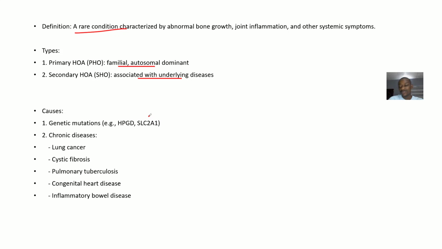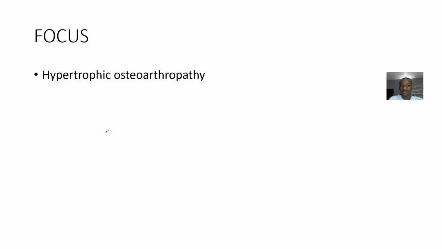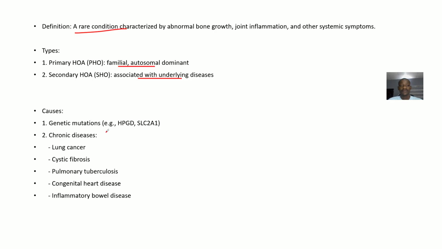So causes now. If it is primary, one of the causes is genetic mutations, all right? Then if it is secondary, that means another disease condition is causing it, right? Another disease condition like lung cancer, cystic fibrosis, pulmonary tuberculosis, congenital heart disease, inflammatory bowel disease, right? So all of these can cause hypertrophic osteoarthropathy.